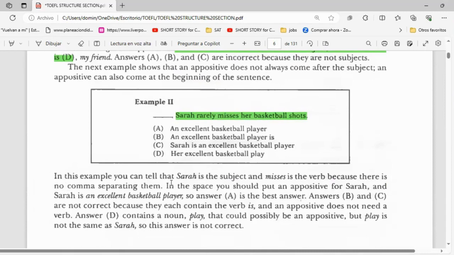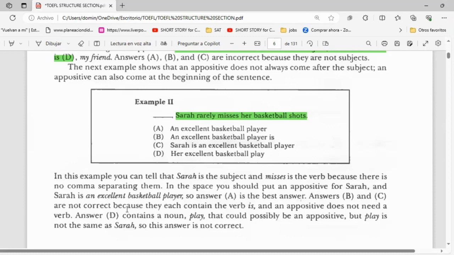So in this example, you can tell that Sarah is the subject and misses is the verb because there is no comma separating them. In the space, you should put an appositive for Sarah. And Sarah is an excellent basketball player. So answer A is the best answer. An excellent basketball player, comma, Sarah rarely misses her basketball shot. Okay? So the best answer to complete this one is the letter A.